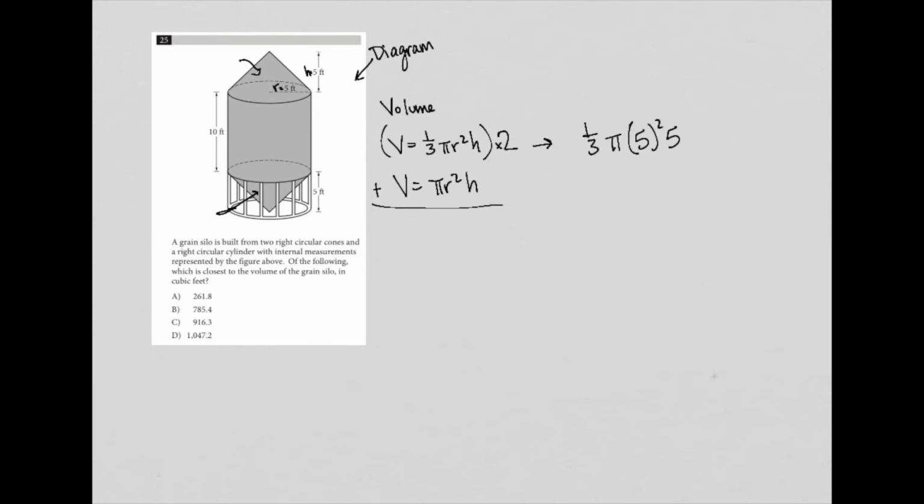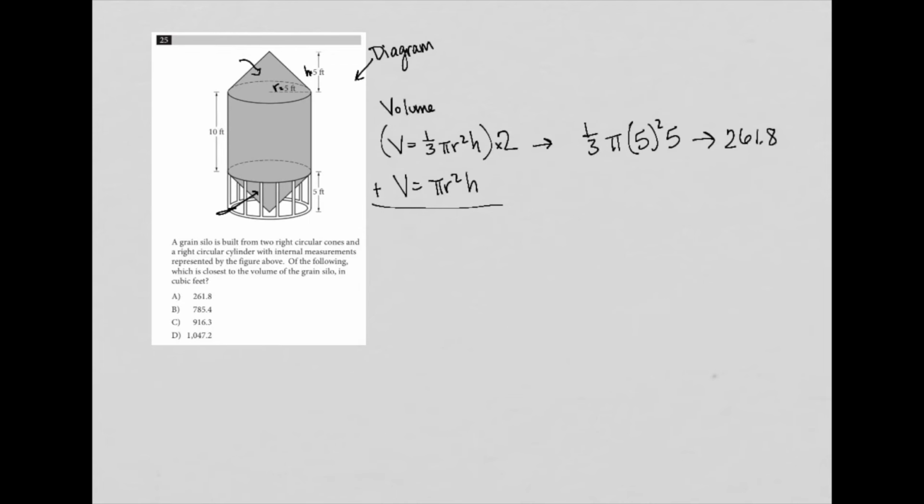So let's simplify this. It's better to use our calculator, because I just looked at the answer choices and I see that pi isn't present in the answer choices, so we need to include it here. 5 squared is 25, times 5 is 125, and 125 times pi is 392.7, but then I'm multiplying that by 1/3, so I'm going to just divide by 3 because it's the same thing. So what I get here is 130.89, but again, I have 2 cones, so I'll multiply that by 2.